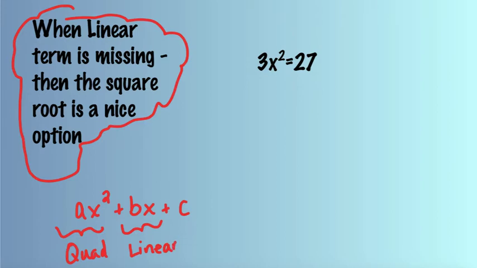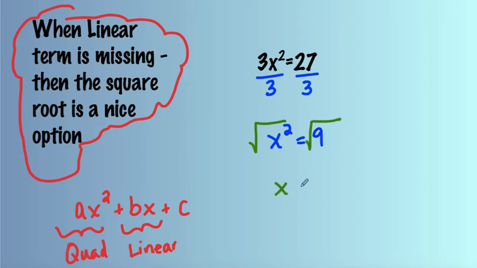All right, so I look at this equation I have here. I see that there's no linear term because there's no plain old x term. So now I isolate the quadratic. I isolate the square. So first I have to divide by 3. I get x squared equals 9. And then I solve by taking the square root of both sides. So then we know that x has to be equal to plus or minus 3.